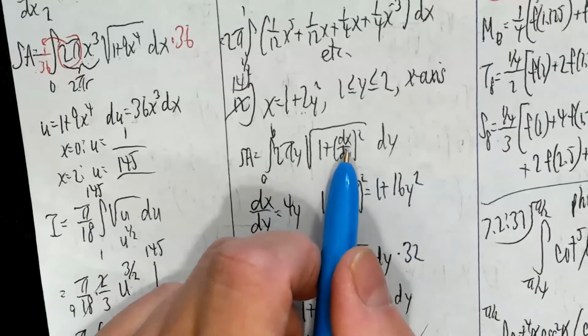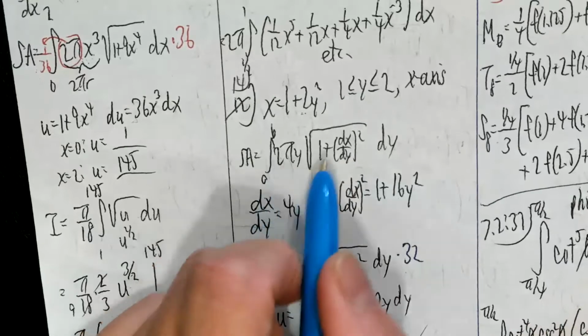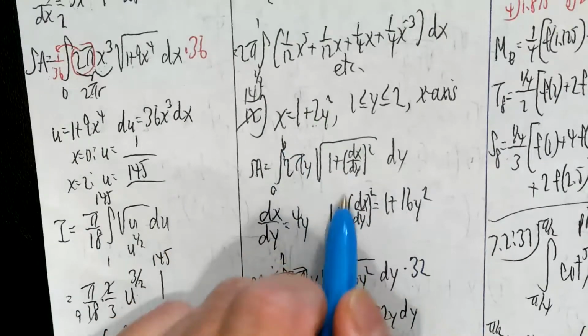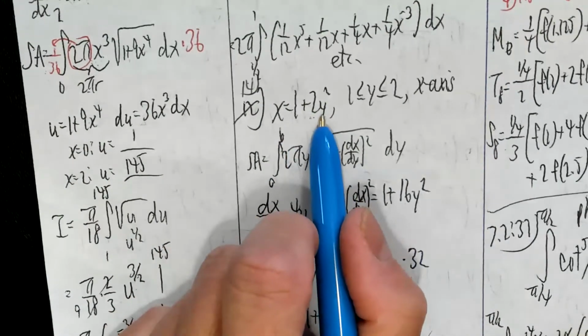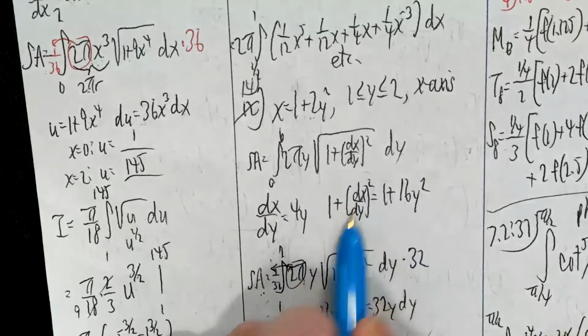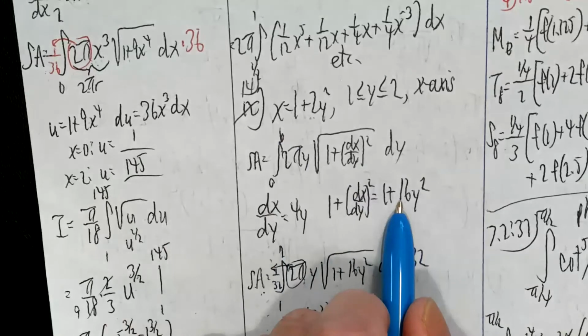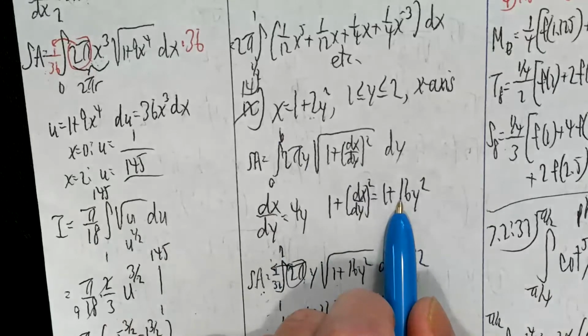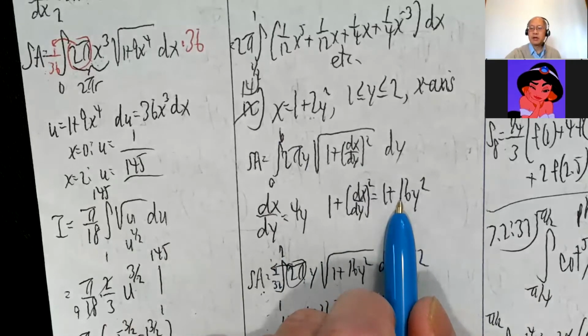Okay. All right, so 2 pi y. So what is dx dy? 4y. And 1 plus dx dy squared is 1 plus 16y squared, right? So that's pretty straightforward, I think.